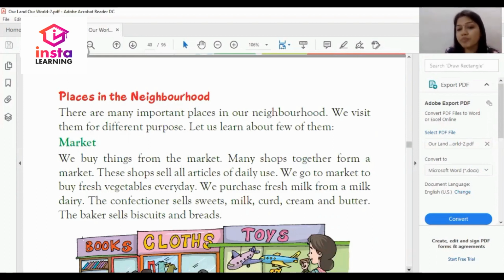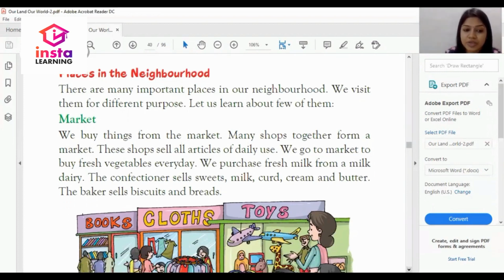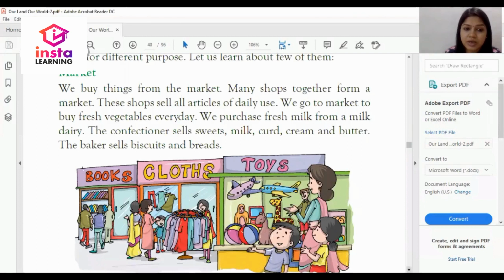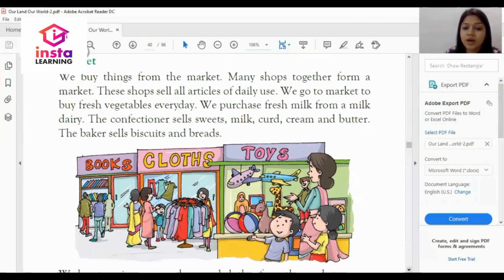There are many important places in our neighborhood. We visit them for different purposes. Let's learn about a few of them, like the market. Let's discuss the market. As you can see on my screen, this is the picture of a market. We buy things from the market. Many shops together form a market.